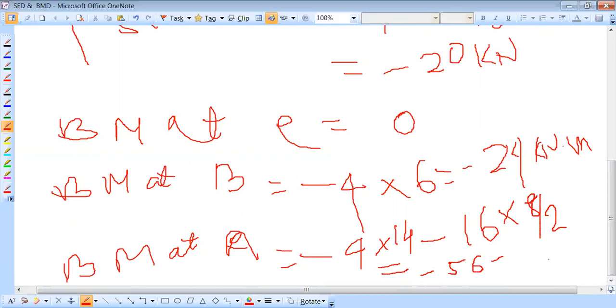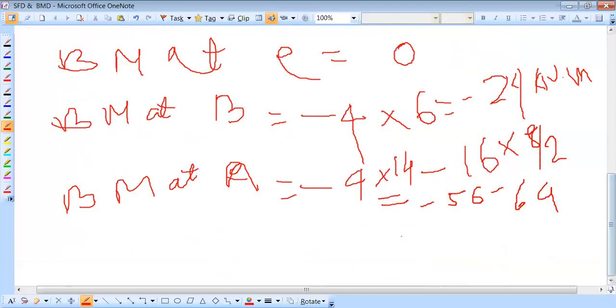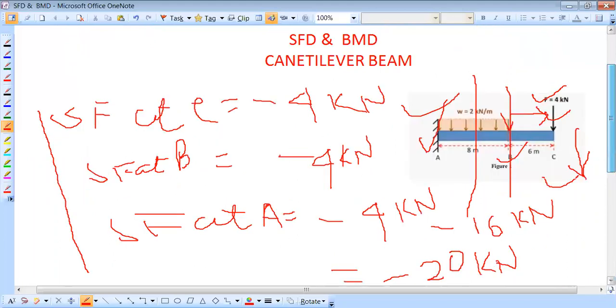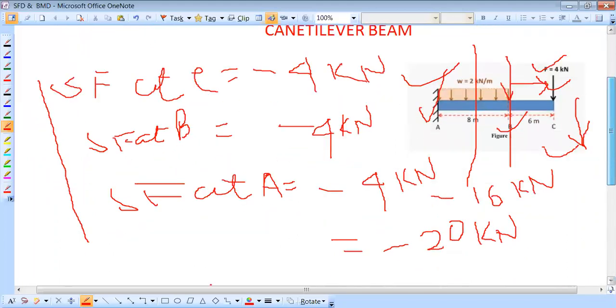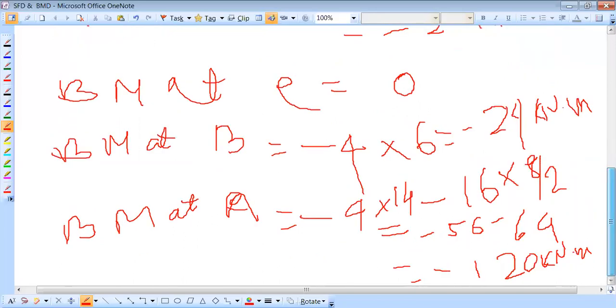Again, 16 into 4 is equal to how much? 16 into 4 is equal to 64. Then this one is equal to what? 64 plus 56 is equal to 120. So this one is equal to minus 120 kilonewton meter. So this way we can easily find out the SF at different points and BM at different points.